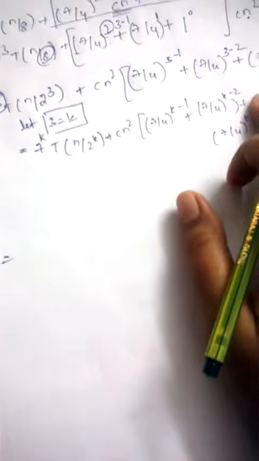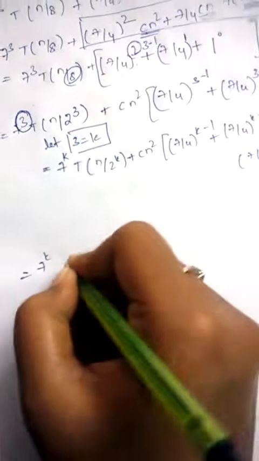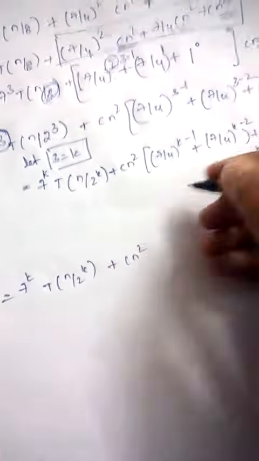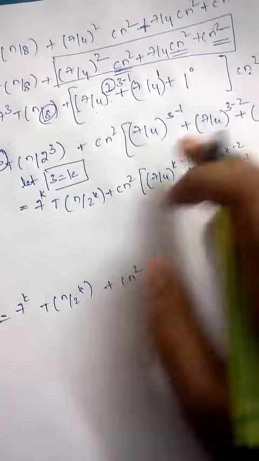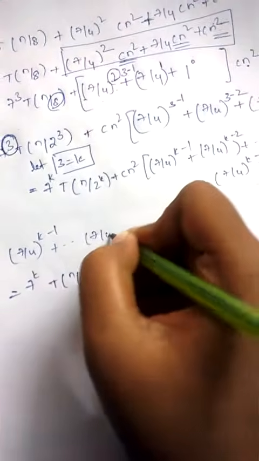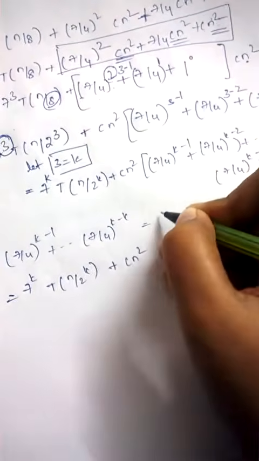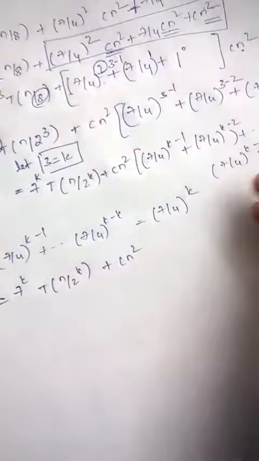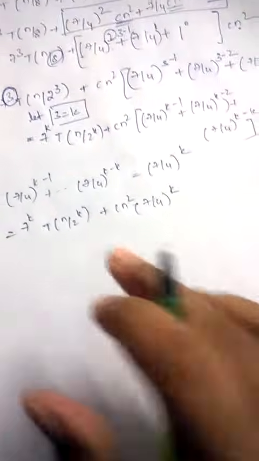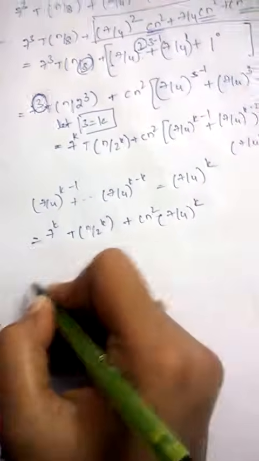Now let's see how. I am taking the same equation, 7 power k T(n/2 power k) plus cn square into, instead of writing all this, there is a formula for this: (7/4) power k minus 1 so on up to (7/4) power k minus k will directly give (7/4) power k. So instead of the whole thing, I am directly writing (7/4) power k. Okay, now let's go to the next step.